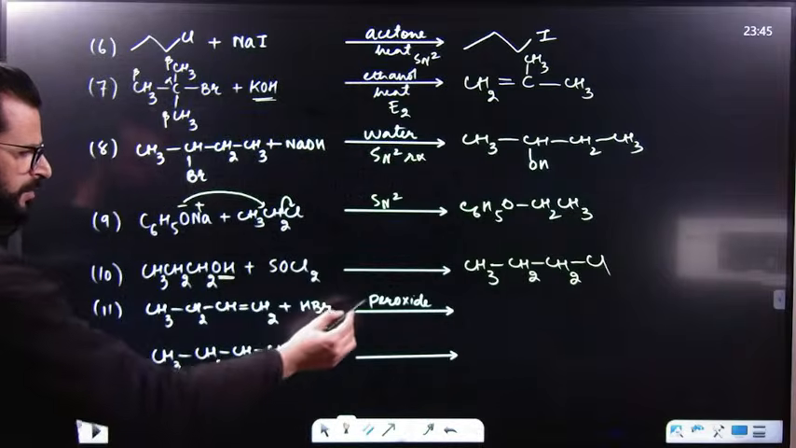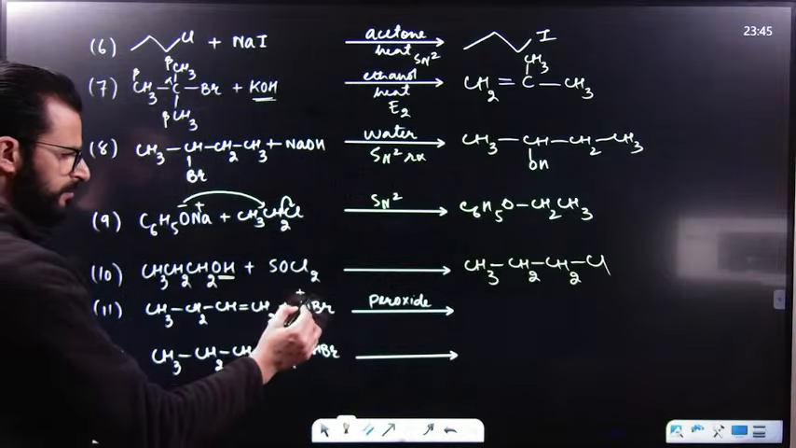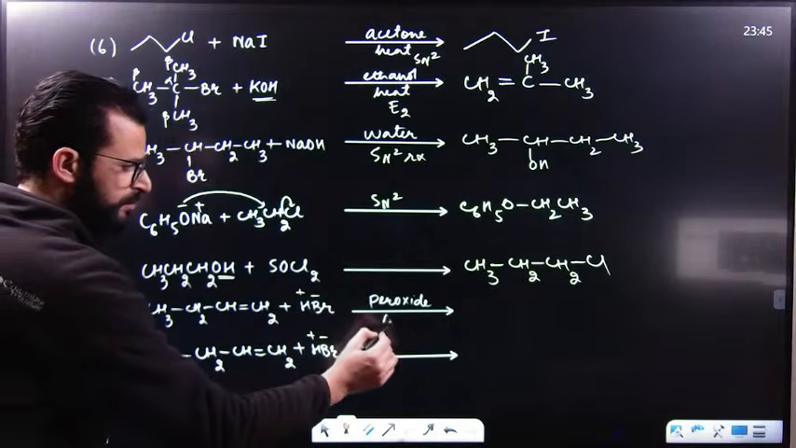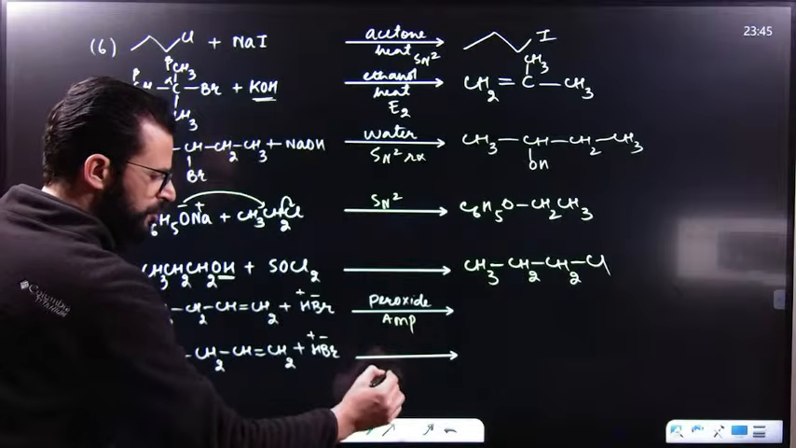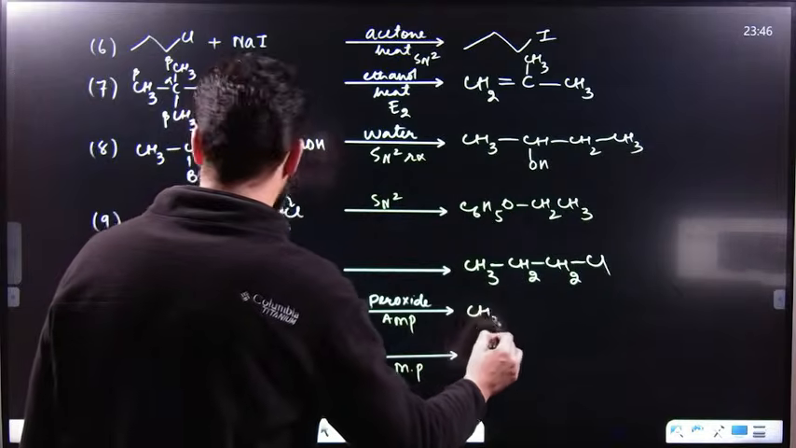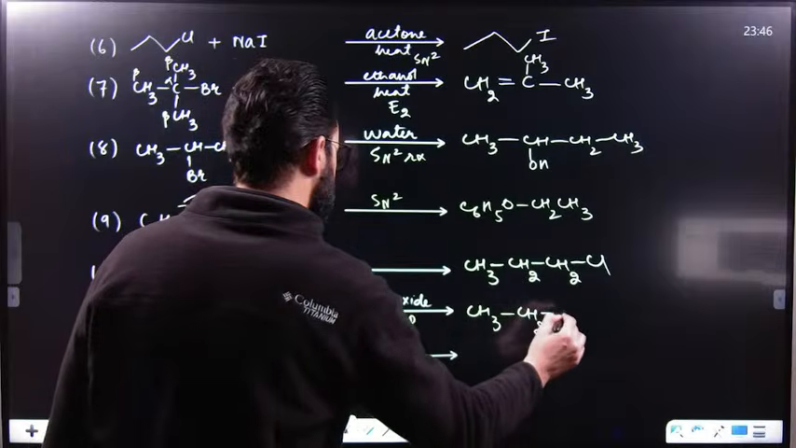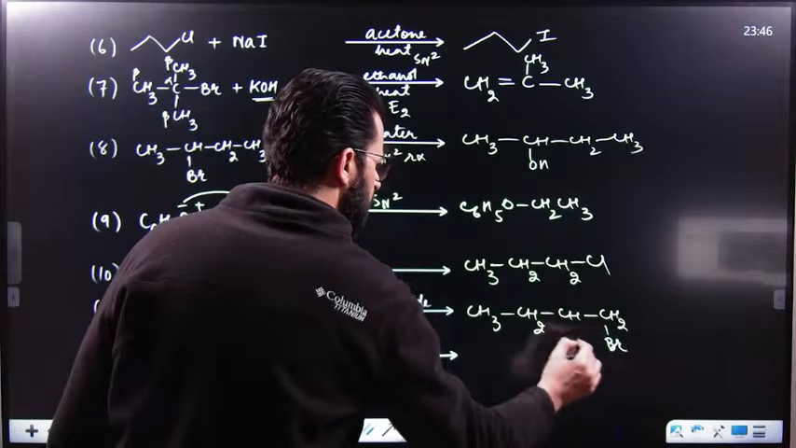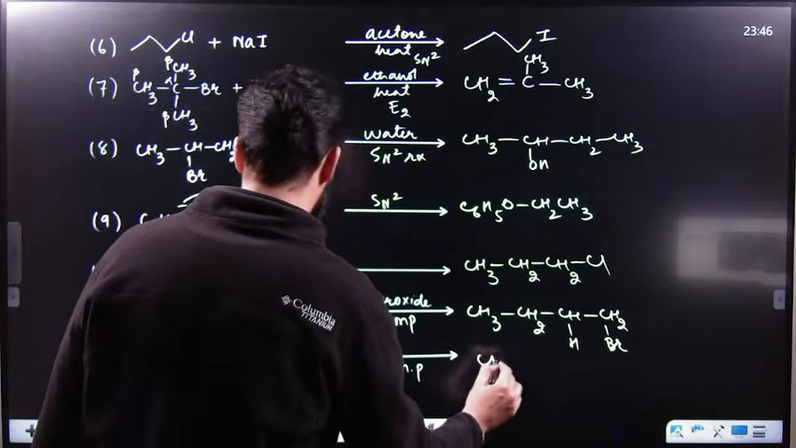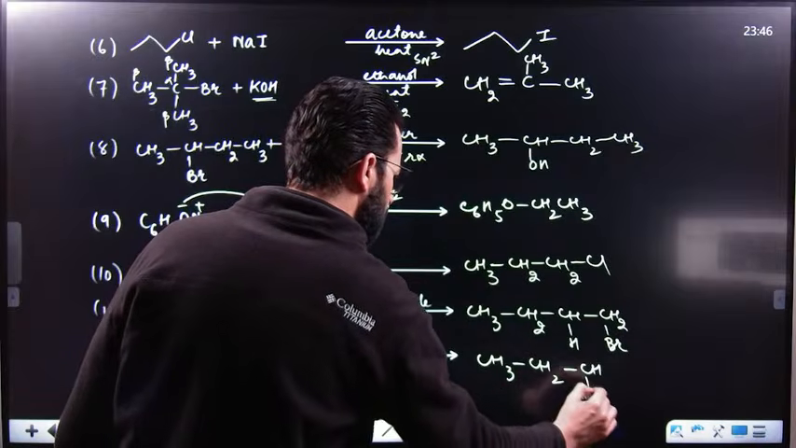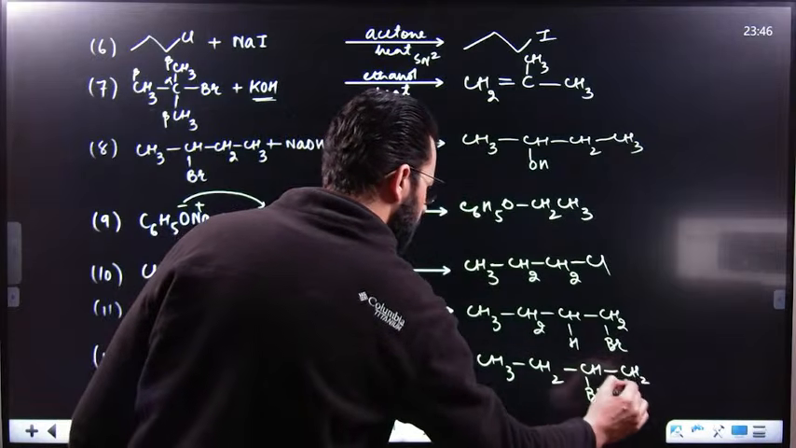Now, here you have to add HBr, but because there is peroxide, it follows anti-Markovnikov's rule. So this is Markovnikov's product. This is anti-Markovnikov's product. So product over here will be CH3CH2, single bond CH, single bond CH2, here it will be Br, here it will be H. But in the other case, CH3CH2, CH, Br, and after that CH2 and H.